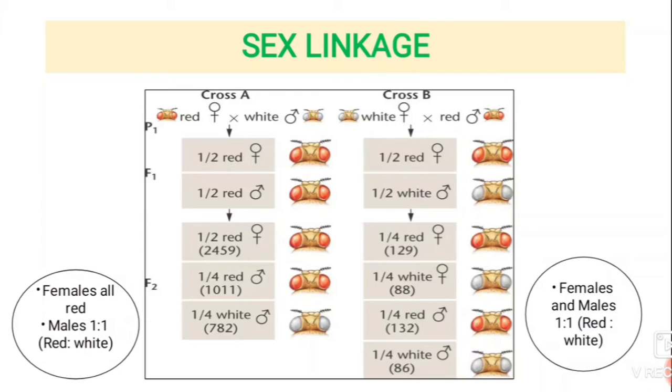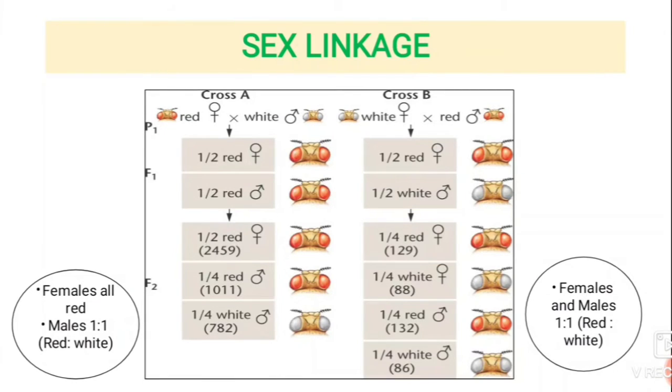In cross B, white-eyed females were mated with red-eyed males. All the F1 females had red eyes, but all the F1 males were white-eyed. So the pattern of transmission of the white eye gene was identical to that of the X chromosome of Drosophila. This prompted Morgan to postulate that the gene W was located on the X chromosome. This was the first demonstration of an association between a specific gene and a specific chromosome.